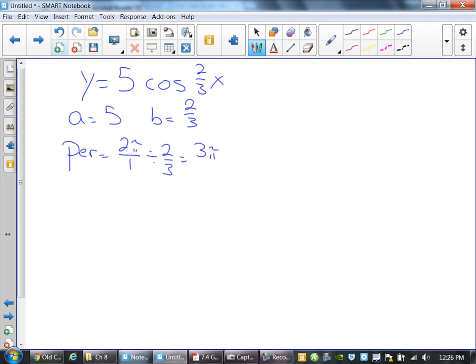Let me ask you this real quick. What would change if I had an A value of -5? Where would the graph start? At the bottom and work its way up. Okay, just want to make sure you guys remember that.